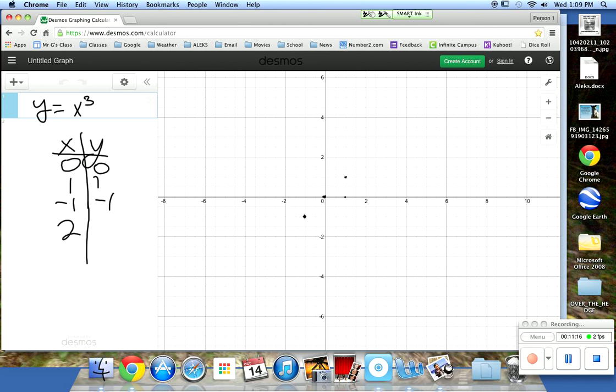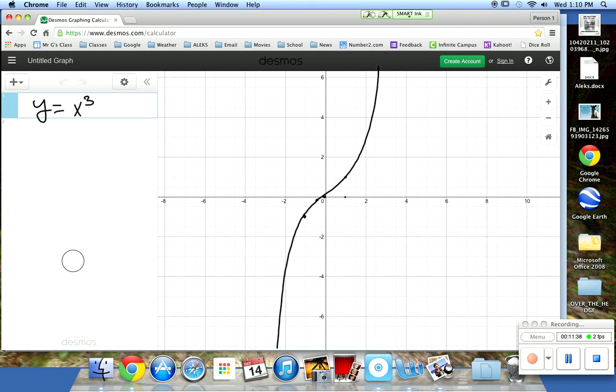So here's what ends up happening. It looks like this. Okay? That's what you're going to get out of an odd exponent, right? This is part of the family of graphs. Now, if we did the inverse function of this, what would that look like? It would be y equals the cube root of x.